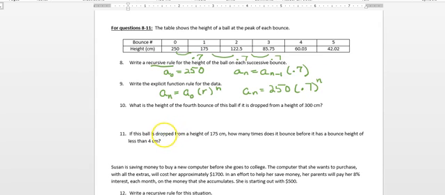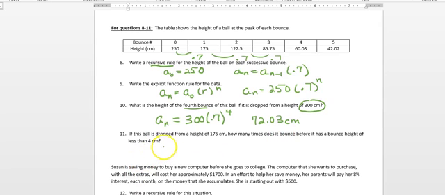So now the next question here is asking you how high the ball would be if you dropped it from 300 feet. So if you were to drop it from 300 feet, then a sub n would equal 300 times 0.7, and this wants to know what the height would be after the fourth bounce. So you'd raise it to the fourth power. So that is going to give you 72.03, and I believe this is all in centimeters.